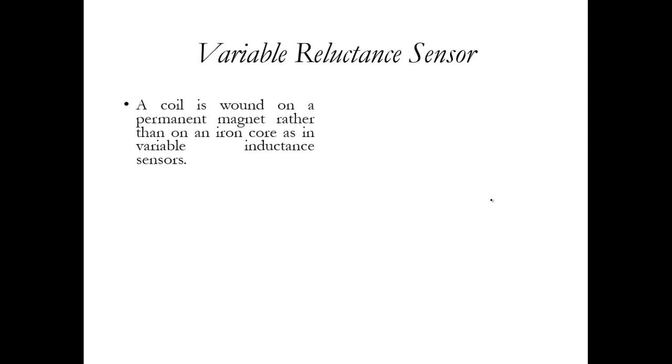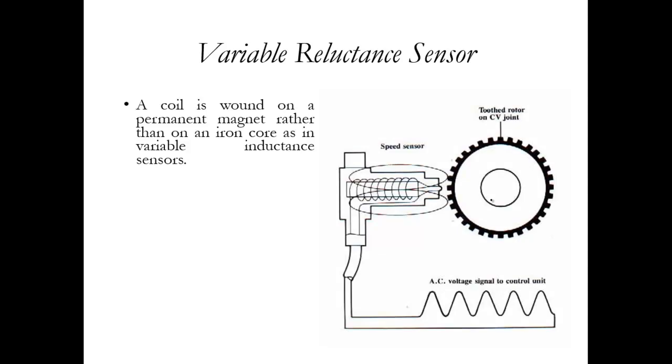Now we have variable reluctance sensors. In this case, a coil is wound on a permanent magnet rather than on an iron core, as we have seen in the variable inductance sensors. If you see this, there's a coil here that is wound on a permanent magnet. So in this case we don't have an iron core, rather we have a permanent magnet on which a coil is wound. And then we use some kind of arrangement. For example, this is particularly used in the ABS sensor or in some other applications also.